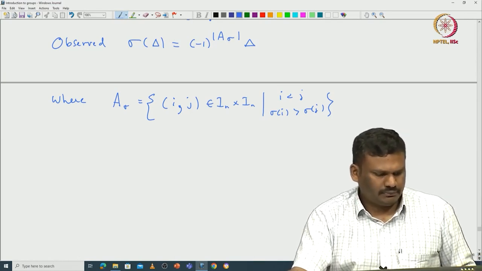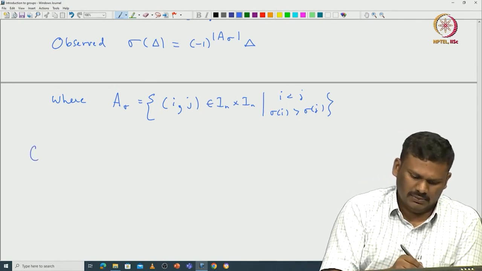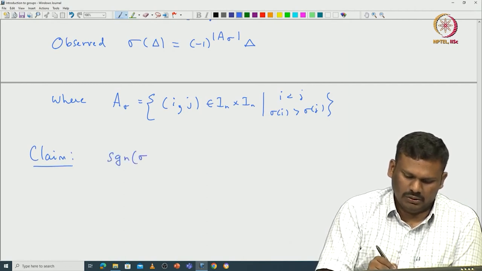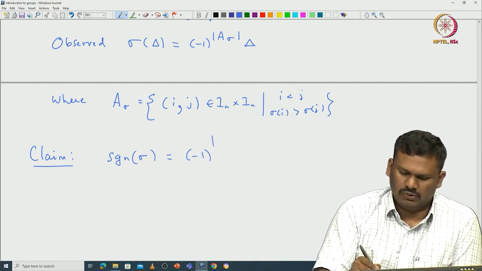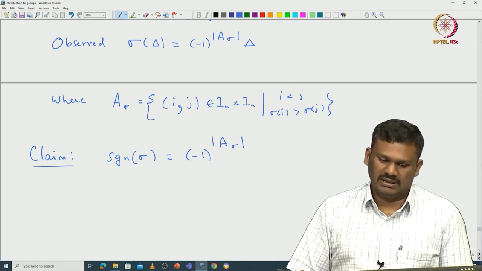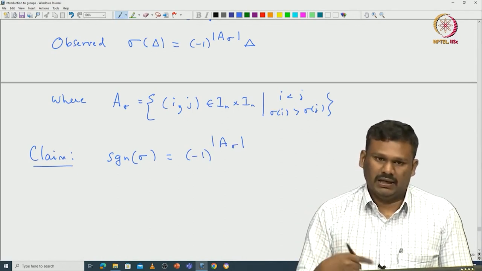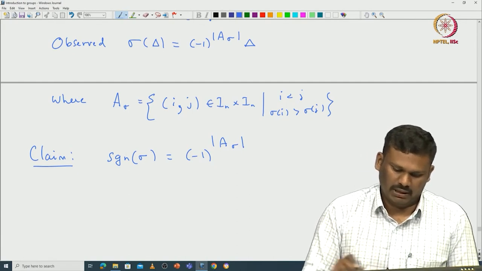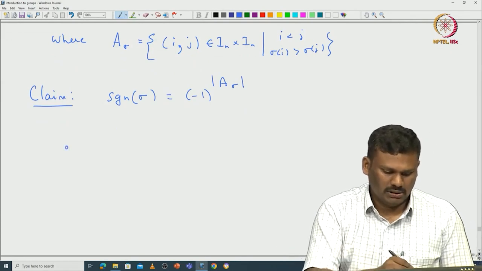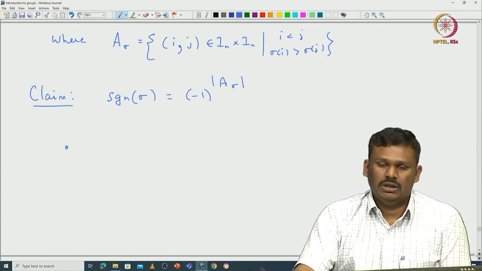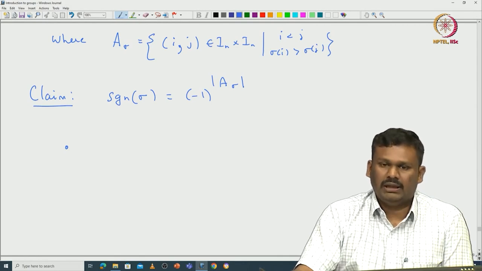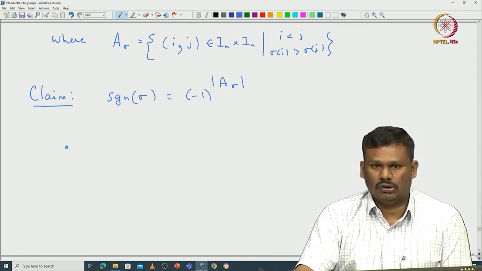So, now what do we want to claim? As I promised earlier, our claim is that the sign map that we already know is going to be exactly minus 1 power the cardinality of A sigma. So, whatever the sign that is picked up by applying the sigma on delta, that is the sign you get for the sign of sigma. So, that is what we want to claim. Of course, how can one prove such a statement? We can use the group homomorphism property of the sign map. So, recall that the sign map is indeed a group homomorphism. So, in particular, what is on the right hand side, you have to prove it is a group homomorphism.